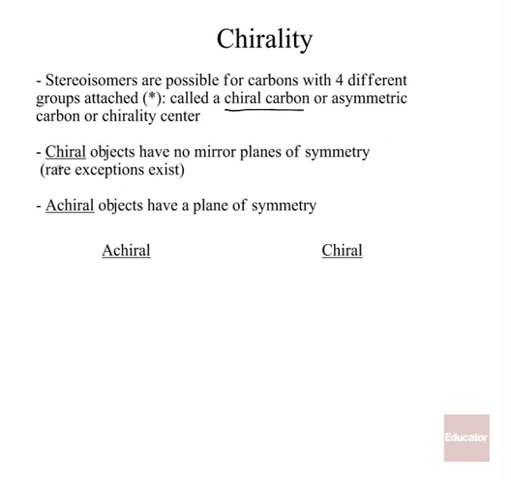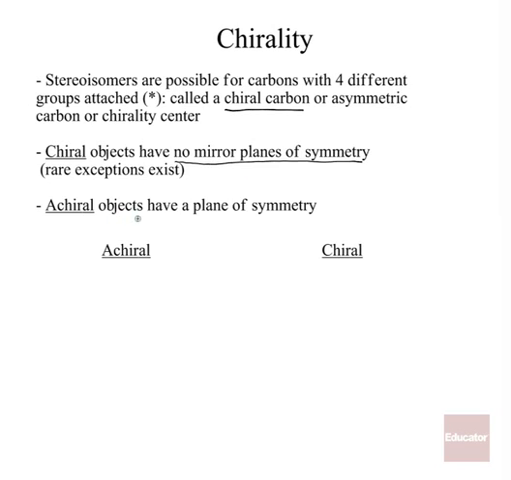What we'll find is that when we have chiral objects, they are described as chiral because they have no mirror planes of symmetry, no internal planes of symmetry. Now there are a few rare exceptions of highly symmetrical molecules that have no plane of symmetry but are still not chiral, but we're not going to come across any of those in our introductory lessons. Okay, so what we're going to look for is a plane of symmetry to describe whether or not something is chiral.